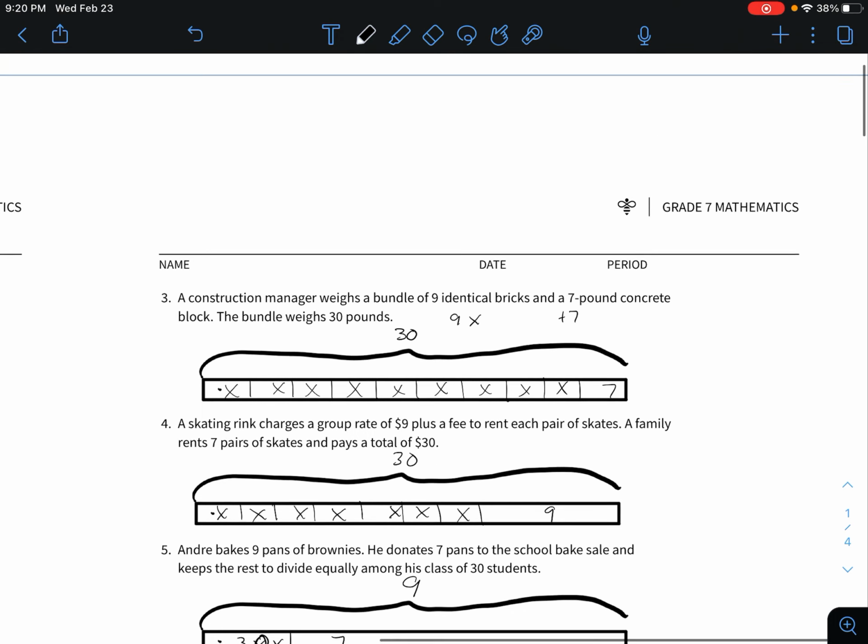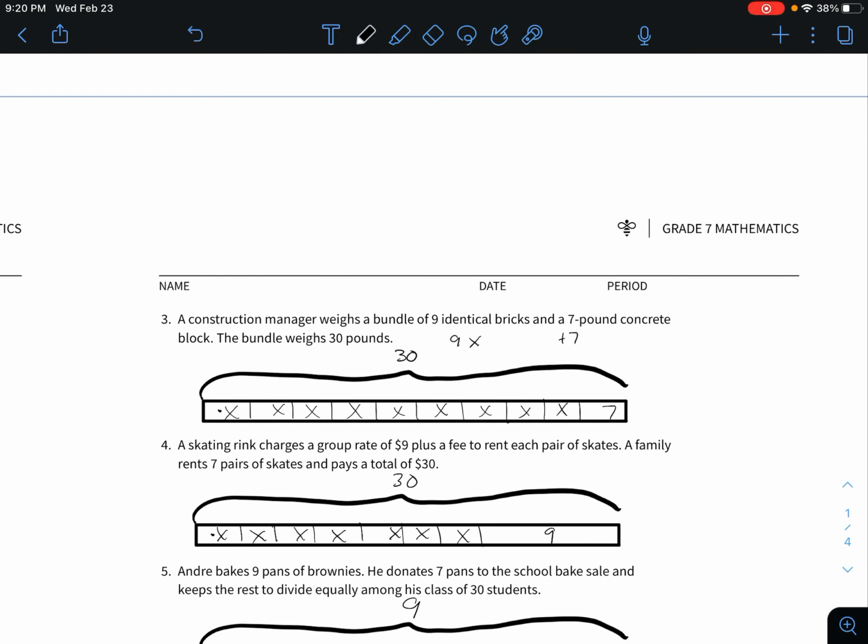Okay, the last one. This is the one where you have to find out what you're trying to represent in your tape diagram. It says, Andre bakes 9 pans of brownies. He donates 7 pans to the school bake sale and keeps the rest to divide equally among his class of 30 students. Okay. So here, the total tape diagram represents the 9 pans.